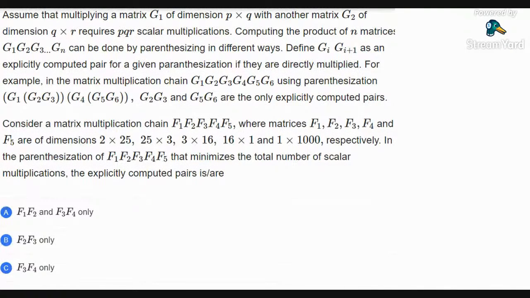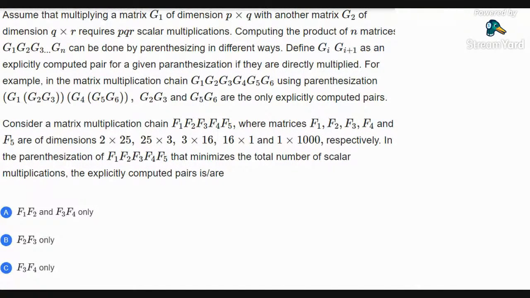Once again, the next problem is also based on matrix chain multiplication. What does it say? Assume that we multiply a matrix G1 of dimension P cross Q with another matrix G2 of dimension Q cross R. Here we can note that the number of columns in the first matrix, G1, is equal to the number of rows in the second matrix, G2.